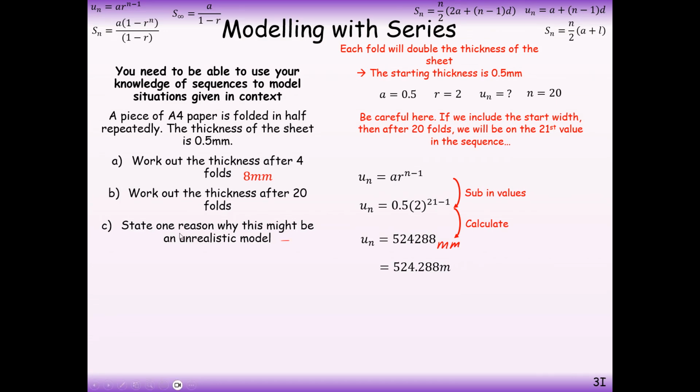Part C is asking us to state the reason why it's unrealistic. Well, your paper is originally A4. That's no longer than 30 or 40 centimeters long. How can a paper 40 centimeters long suddenly have a thickness of 500 meters?